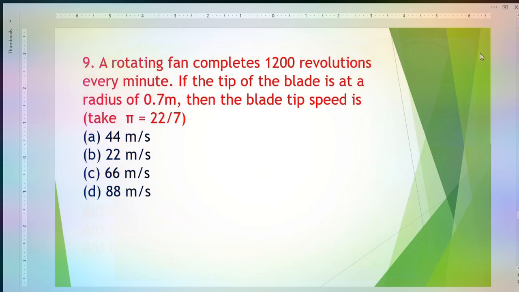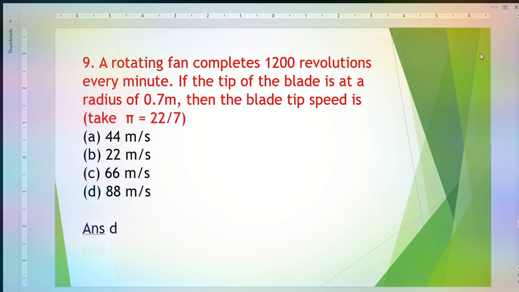Our next question is: a rotating fan completes 1200 revolutions every minute. If the tip of the blade is at a radius of 0.7 meter, then the blade tip speed is, take pi equals 22 by 7. The options are 44 meter per second, 22 meter per second, 66 meter per second, 88 meter per second. The correct option is 88 meter per second.